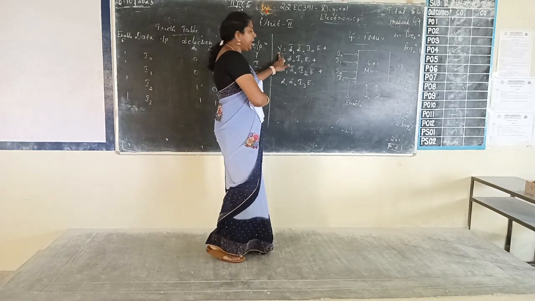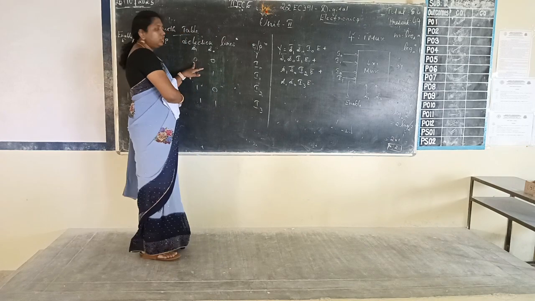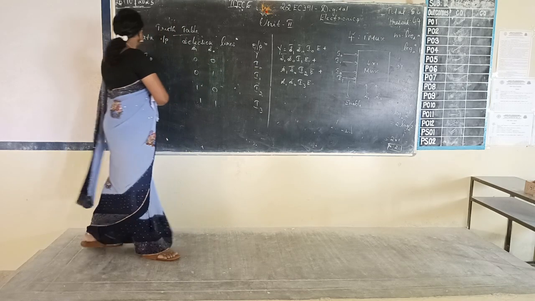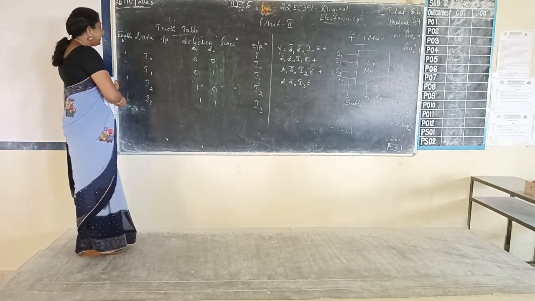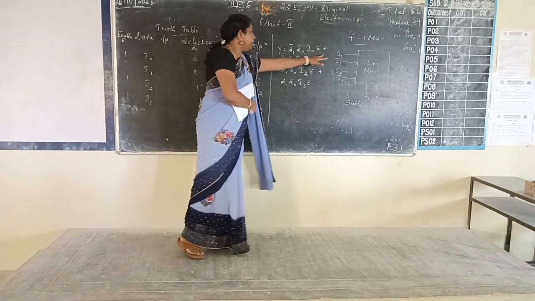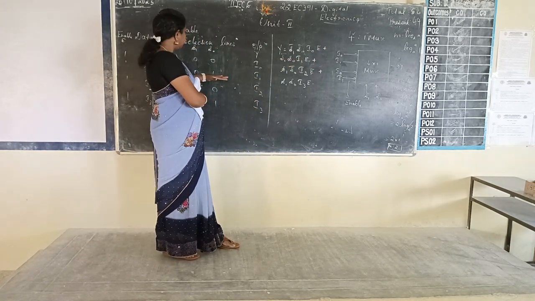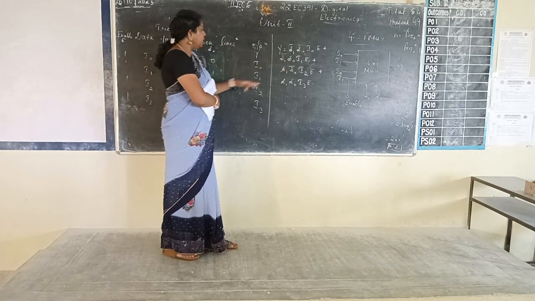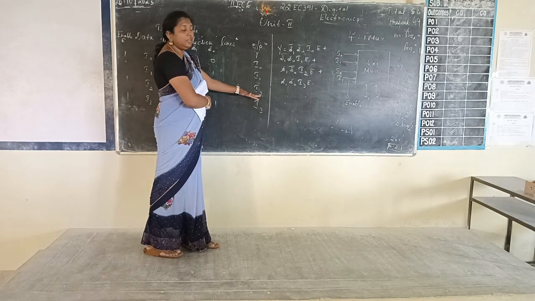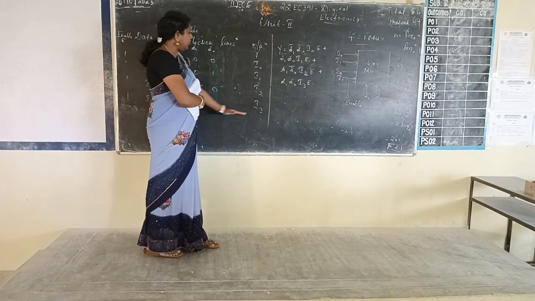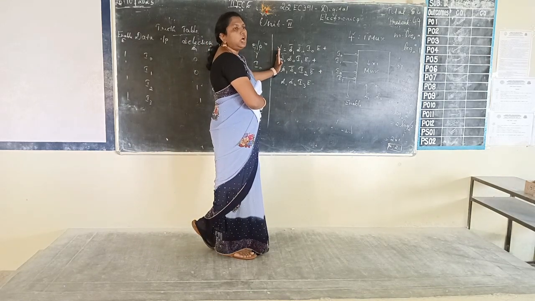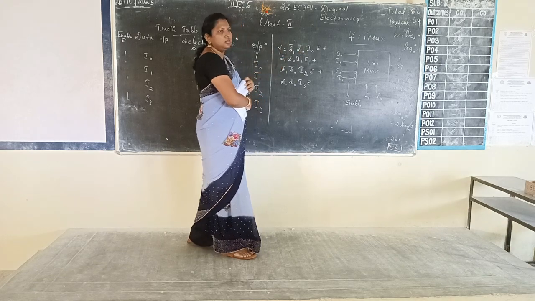Then the output Y is given by, so S1 bar S0 bar, so input I0 into E. Right, we are giving enable signal E plus then S1 bar S0 into I1 into E. Then S1 S0 bar I2 into E plus S1 S0 I3 into E. Right? Then using this equation you have to draw the logic diagram for a 4 cross 1 mux.